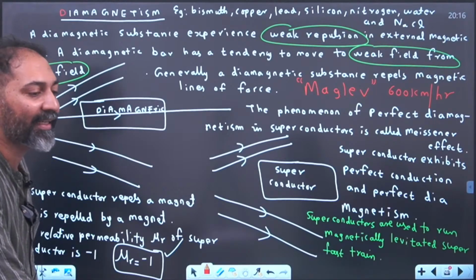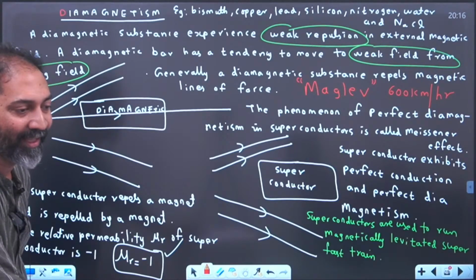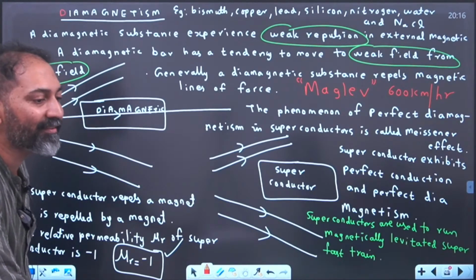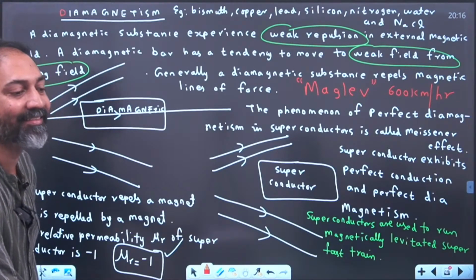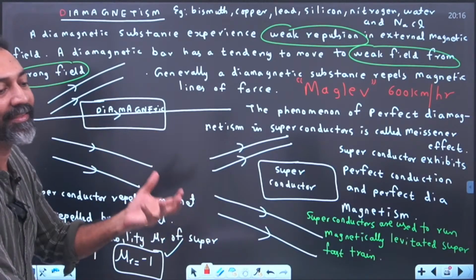If it is touching the track, then, as I taught you about friction in first year, with friction the train cannot achieve that much speed. It uses this superconducting repulsion phenomenon where the train wheels don't touch the track. So that is the reason why it is able to achieve this much speed.